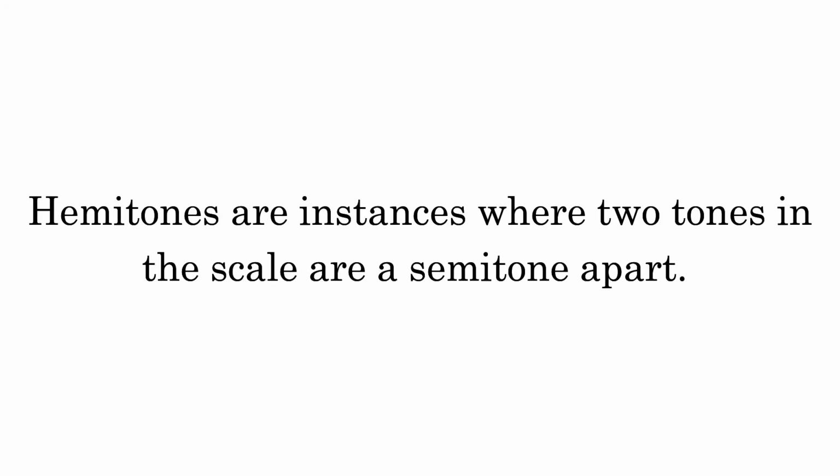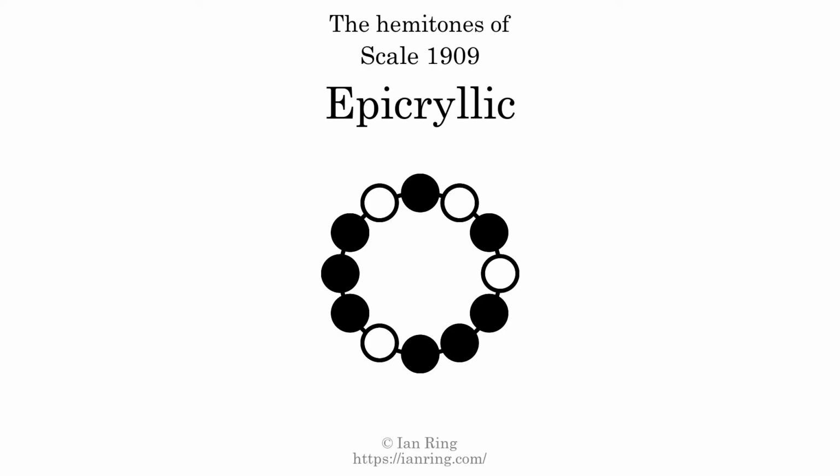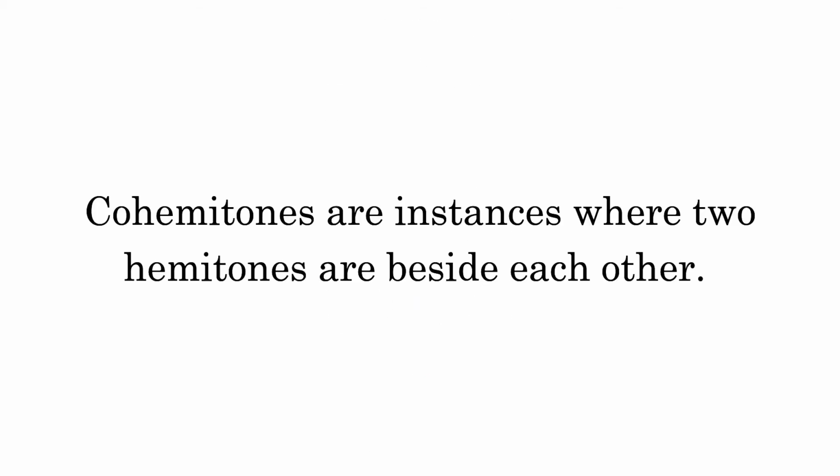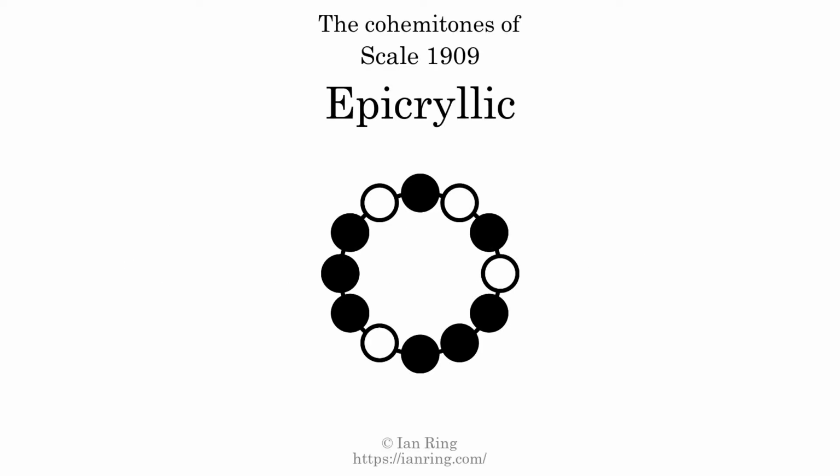Hemitones are instances where 2 tones in the scale are a semitone apart. This scale has 4 hemitones. They are at positions here, here, here, and here. Cohemitones are instances where 2 hemitones are beside each other. This scale has 2 cohemitones. They are at positions here and here.